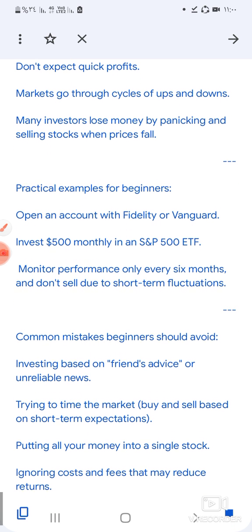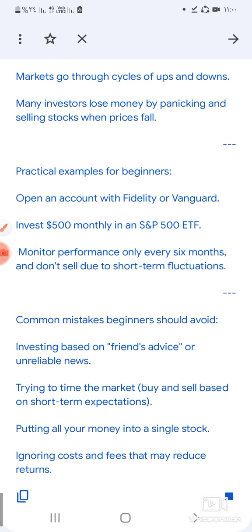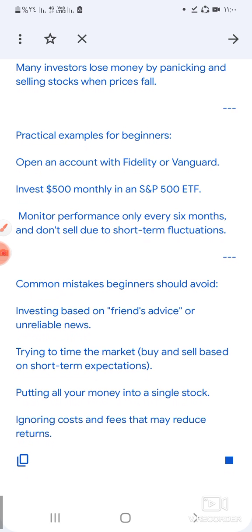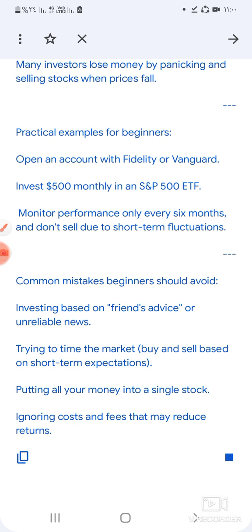Common mistakes beginners should avoid. Investing based on friends' advice or unreliable news. Trying to time the market. Buying and selling based on short-term expectations. Putting all your money into a single stock. Ignoring costs and fees that may reduce returns.